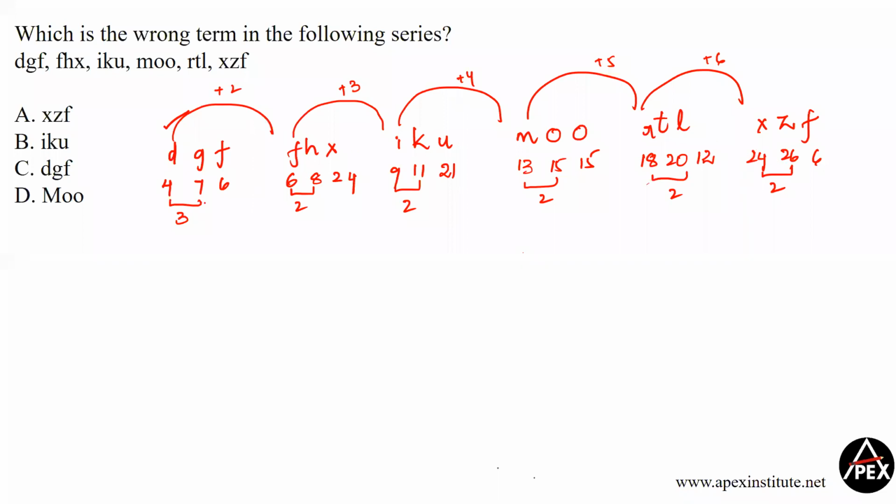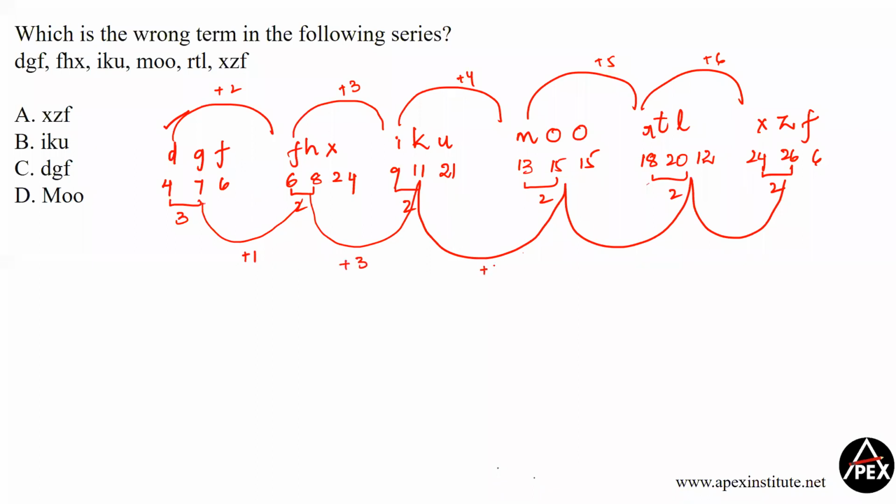Now let us consider the second letter in all these terms. 7, 8, 11, 15, 20, 26. So here it is plus 1. This is plus 3. Here this is plus 4, plus 5, and plus 6. 1, 3, 4, 5, 6. They don't form a series. So instead of plus 1 here, if it would have been plus 2, I can say that the second term will be in series, isn't it?